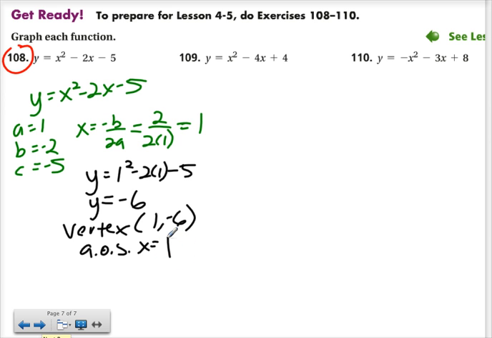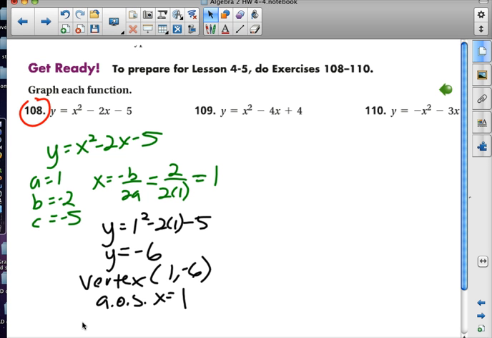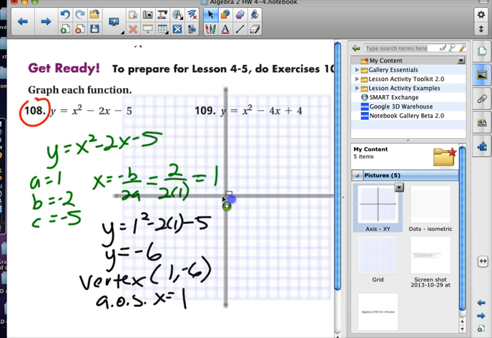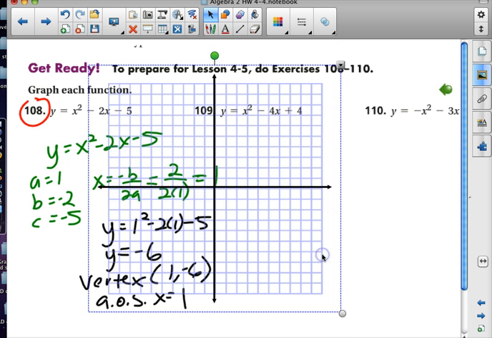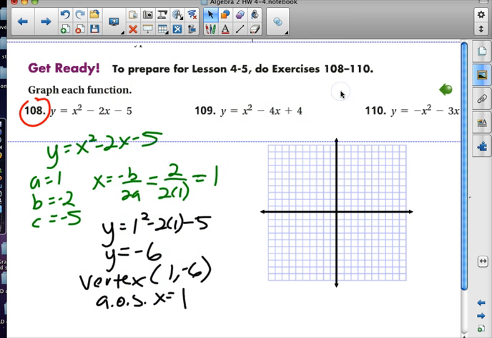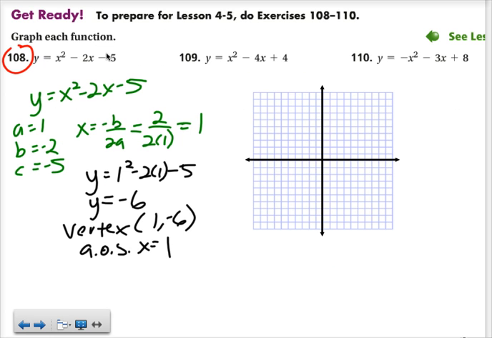All right, so now, oh, you know what, I should grab graph paper. I don't want this to be all sloppy. So let me get out of here and get some graph paper to do this. All right, so back to the full screen.